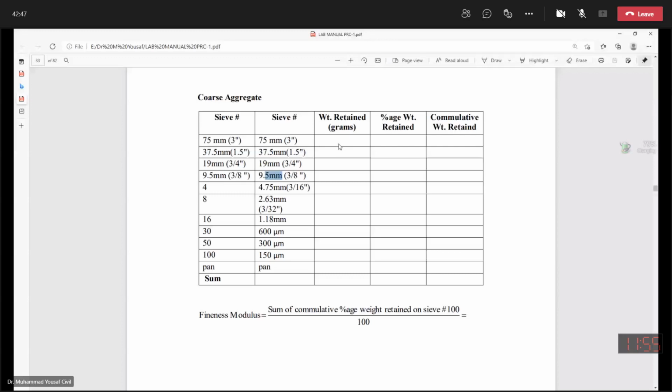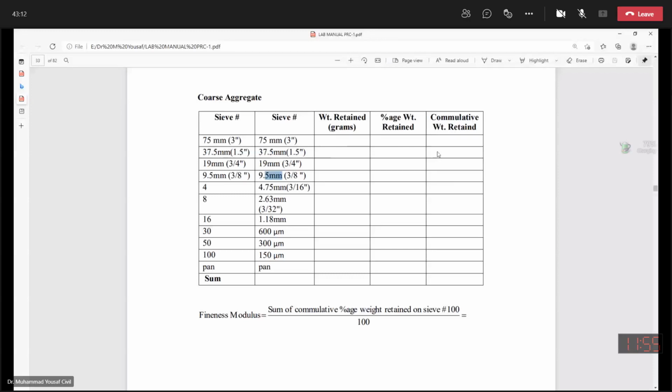If it is 500 grams, all weight retained must be 500, and if not, it means there was some material that passed through sieve number 4. Then you will be calculating the percentage weight. How much percentage is here, here, and then you will be finding out the cumulative. How is this cumulative found?